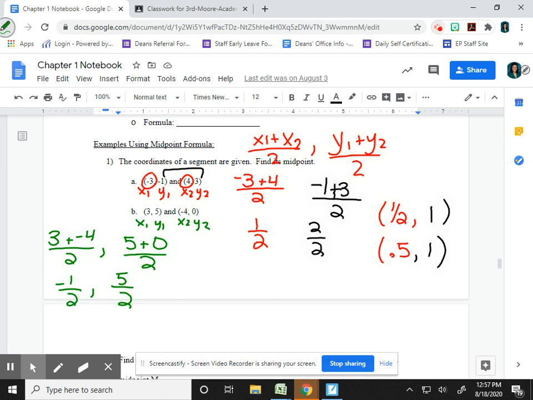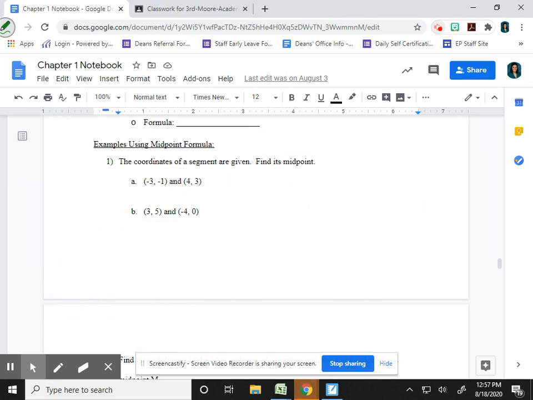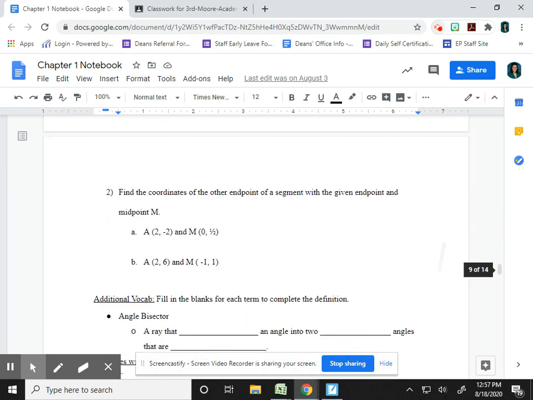So you can leave this in fraction form. If you gave me that answer right there, that's fine. If you change this into a decimal and you put negative 0.5 and 2.5, that would also be correct. Usually in my directions, I'll tell you which one of those that I want you to do. All right, moving on to the next ones on the next page.